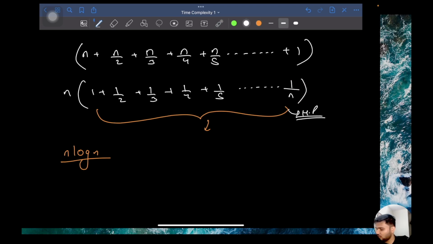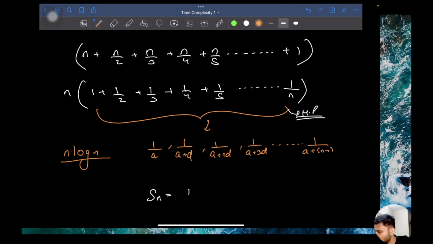What is the sum of a harmonic progression? First of all, let me show you how a harmonic progression looks. A harmonic progression looks something like this: 1 by a, the first term, then 1 by a plus d. d is the difference, right? Then 1 by a plus 2d. So it's like a reciprocal of an AP. 1 by a plus 3d, and so on. At last it is 1 by a plus (n minus 1)d.